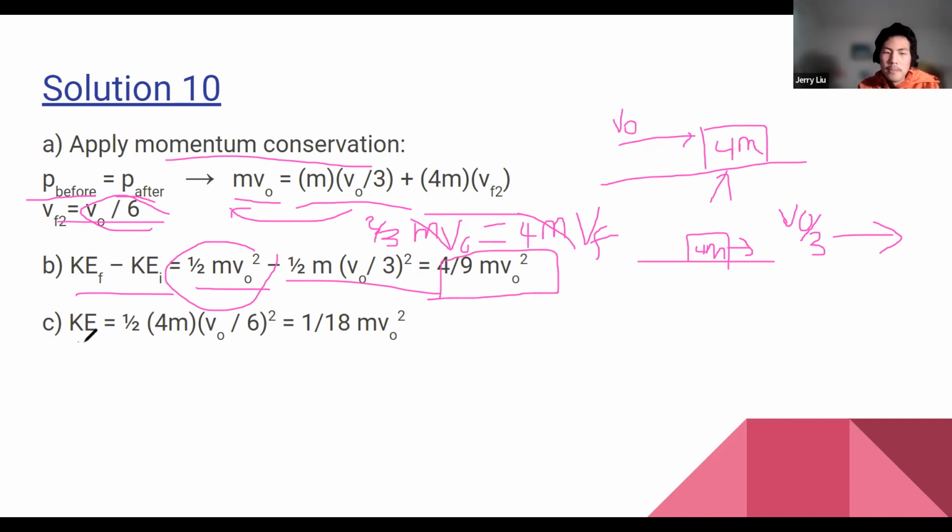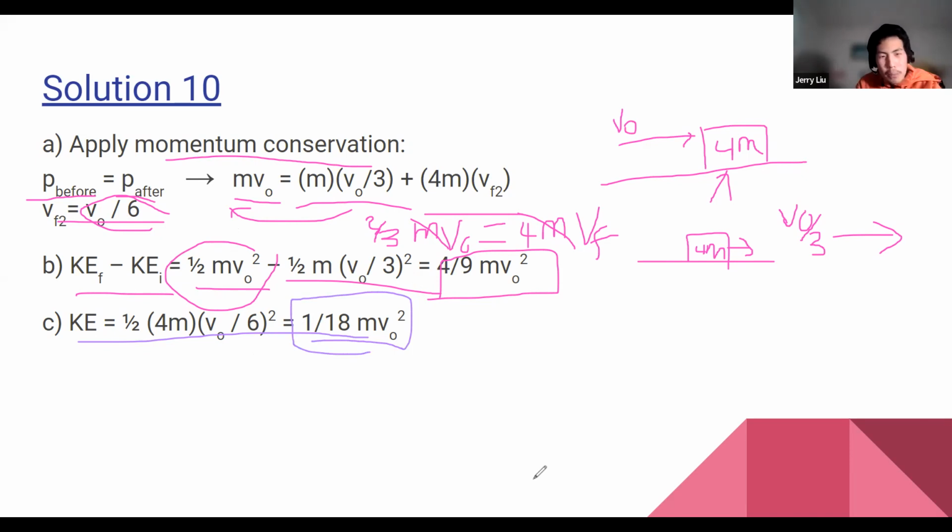And it's not elastic. It never said it's elastic, so you actually have to independently find the kinetic energy of the block. So KE is 1/2 of 4m times (v0/6)². It's the exact same formula. You just use your answer for part A and the mass of the block. So this becomes 1/8 of mv0².